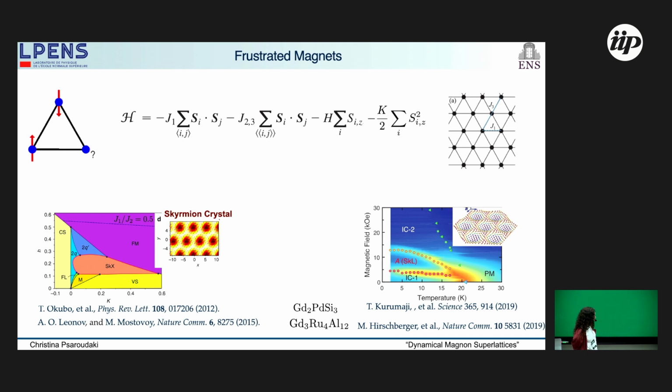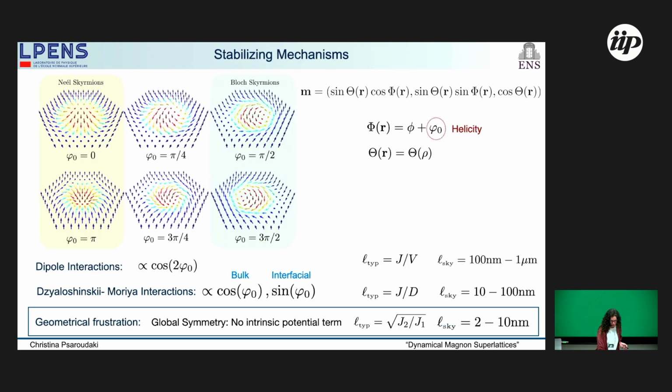Now, I'm focusing on that, and I give an emphasis on this novel material category based on frustration, because the skyrmions that we realize there are much smaller in size. So if we're interested in quantum effects, they're most probable to have a quantum behavior. And there is a new degree of freedom that I will call helicity, and I will explain shortly, that gives rise to novel, non-trivial magnetization dynamics.